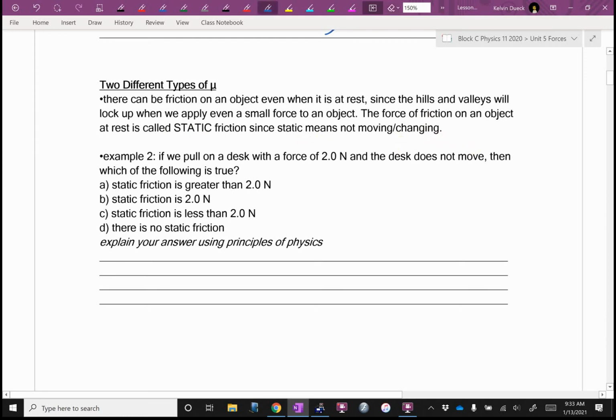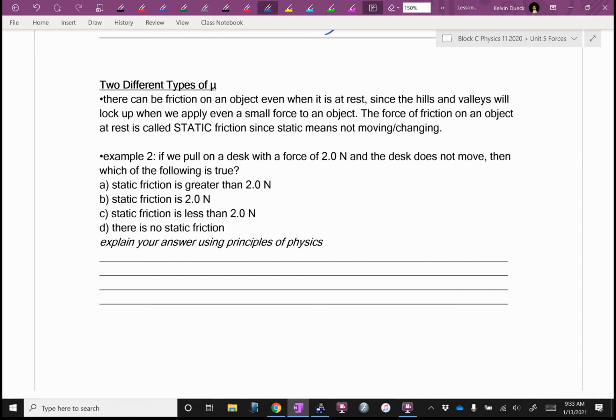We're going to do a thought puzzle. We get to vote. So here's a question. Suppose Mr. Dewick pulls on a desk with a force of 2 newtons, and the desk does not move. Which of the following is true? A, static friction is bigger than 2 newtons. B, static friction is exactly 2 newtons. C, static friction is less than 2 newtons. Or D, there is no static friction. And convince me. So here's what I'm talking about.